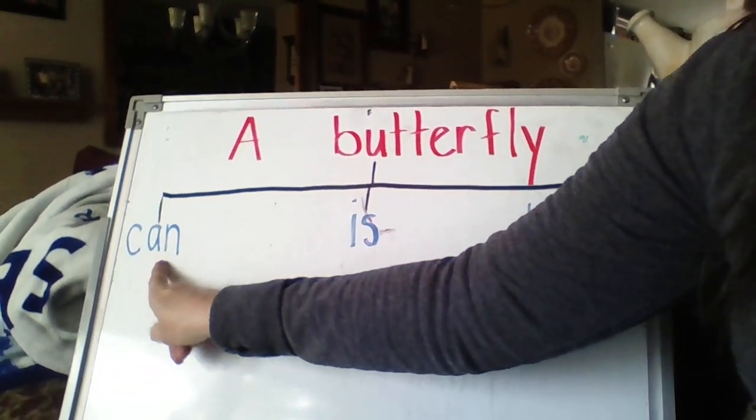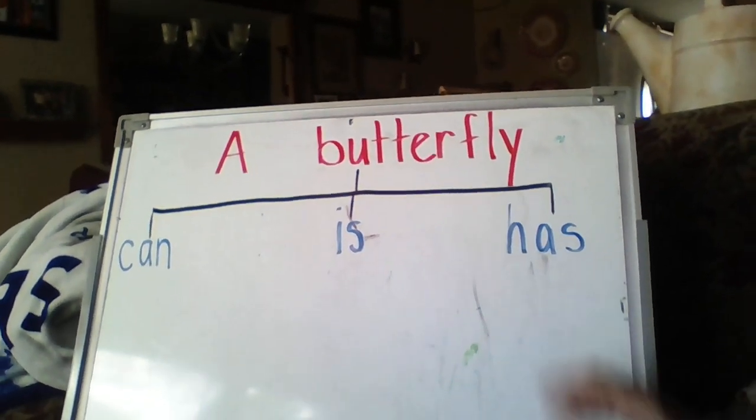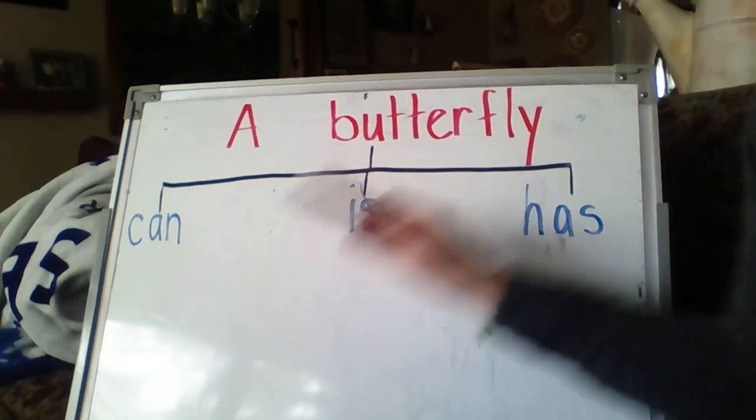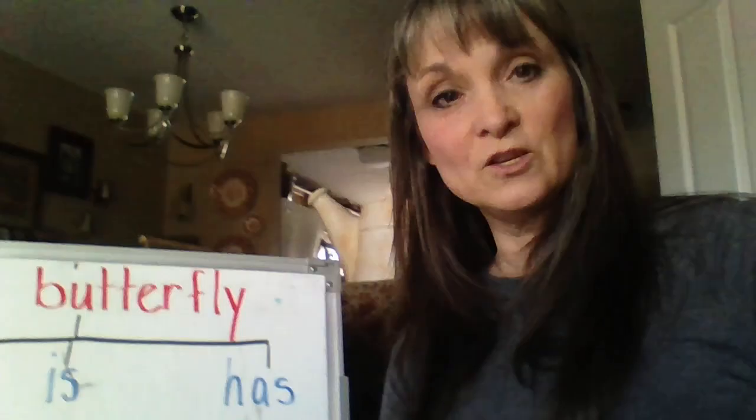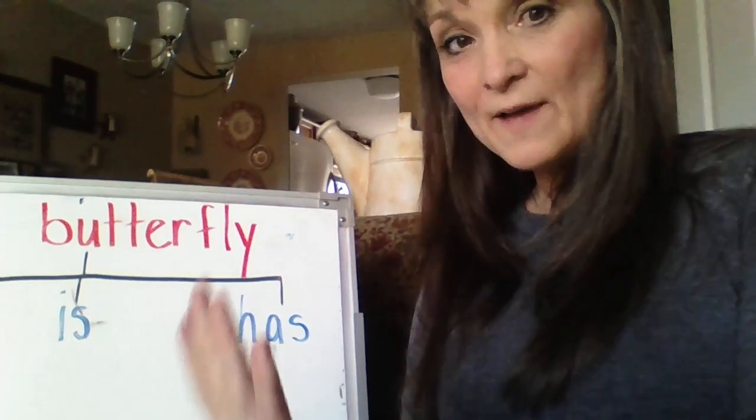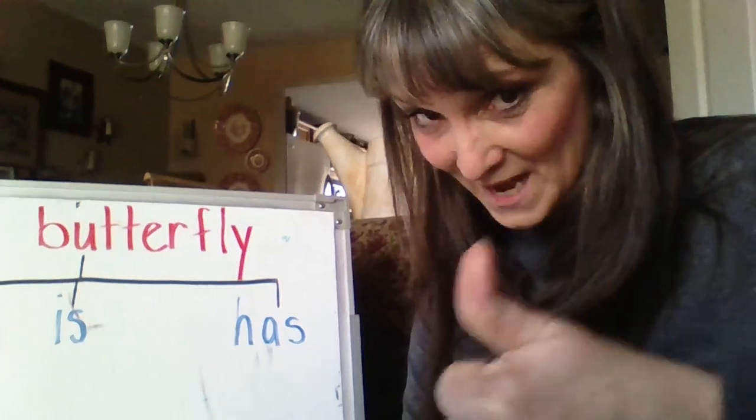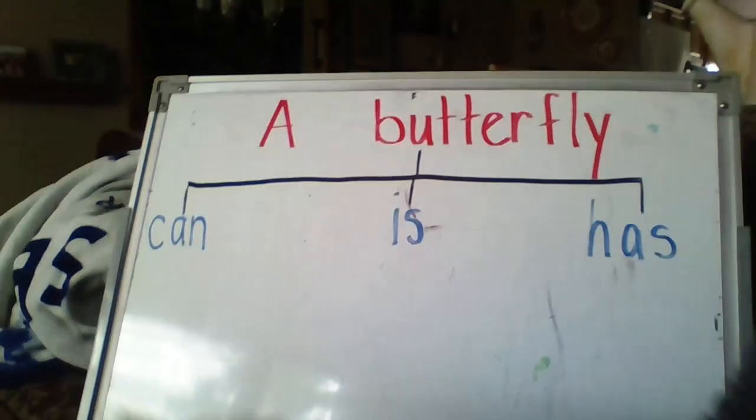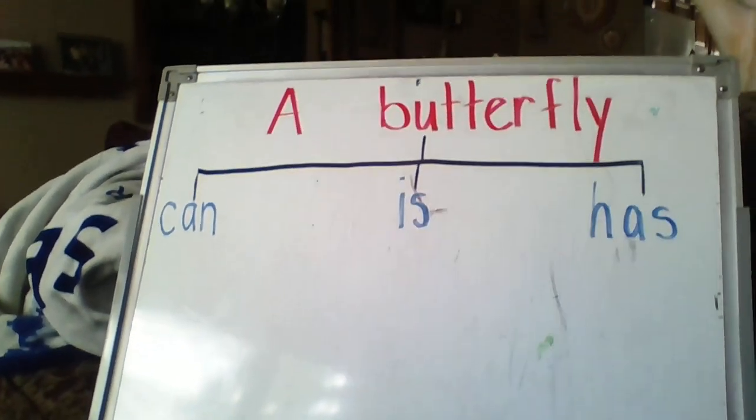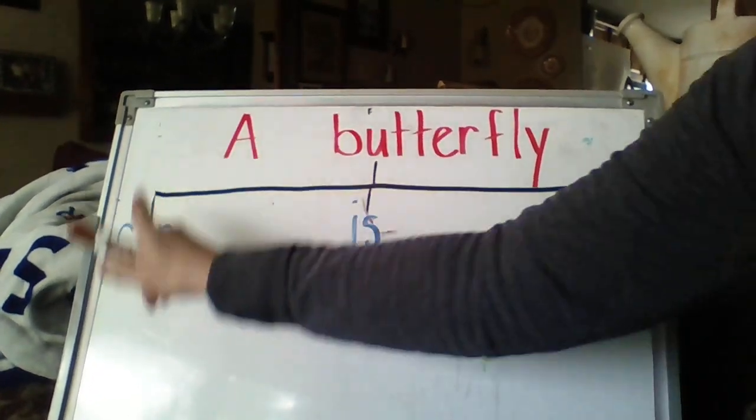Can, that's a sight word. Is, and has. We're going to use this so that you can each make 1 sentence on a paper for me. So you don't have to write this. This is just to look at. I'm going to do the writing. You ready? Okay. So let's start with can. If I was going to make a sentence using the word can, it would be a butterfly can.